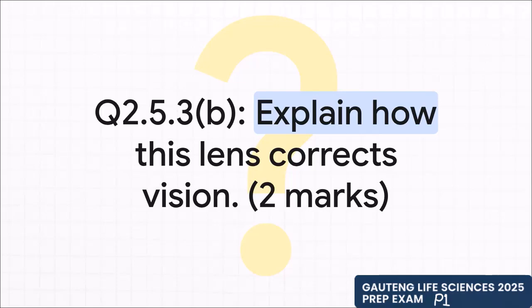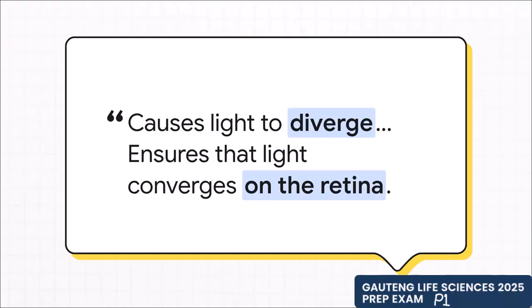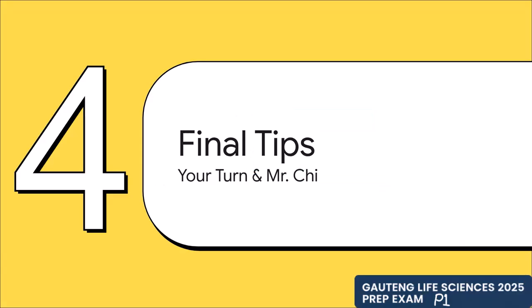And for the grand finale, part B, for the last 2 marks, we need to explain how that biconcave lens actually corrects short-sightedness. This is where we tie everything we've learned together. Okay, listen closely to the key phrases here. To get your marks, you have to say that the lens causes light rays to diverge before they enter the eye. That's point 1. And point 2 is that this whole process ensures the light then converges perfectly on the retina. Those are the magic words the marker is looking for. It shows you understand the whole mechanism. And there you have it. Just like that, 7 marks in the bag.